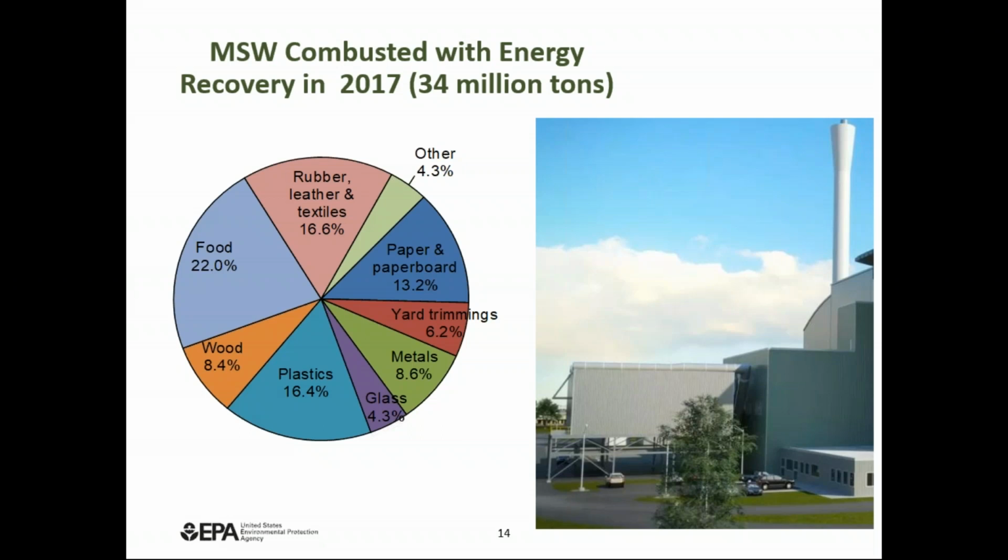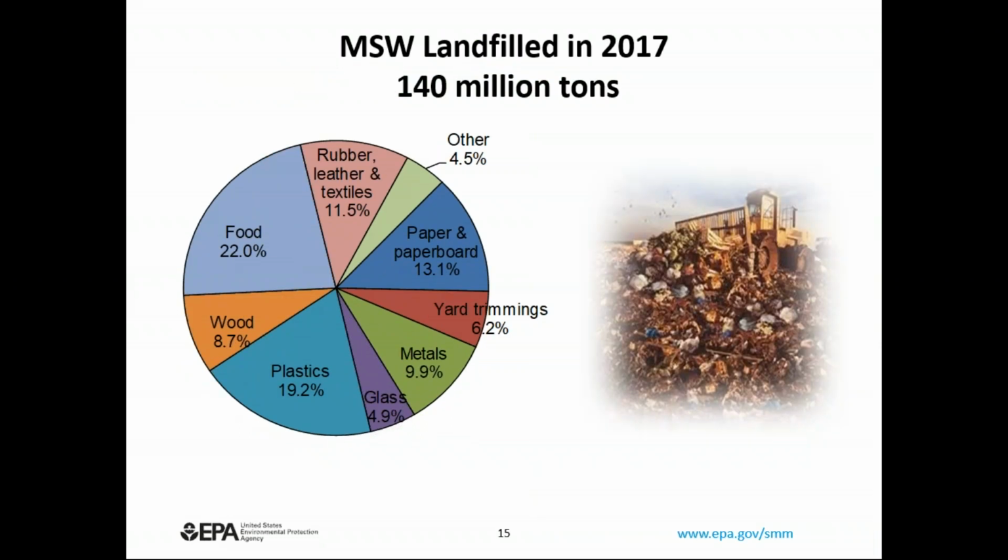Next, I'll go talk about landfilling. Similarly to the combustion slide, food was the largest component of materials going to landfilling at 22%. The percentage was similar in 2016. About 19% of MSW going to landfills was from plastics. About 13% was from paper and paperboard. 11.5% was from rubber, leather, and textiles.